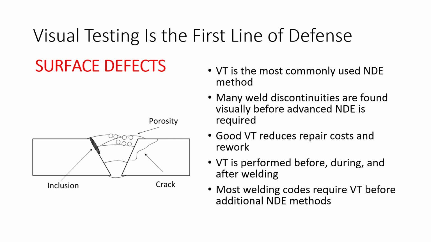And if the welder and the inspectors are doing this in process, during welding, before welding, after welding, it shouldn't get to NDE a lot of times where we're going to chew up money doing that. So, and most welding codes, they're going to require VT before additional NDE methods come into play.